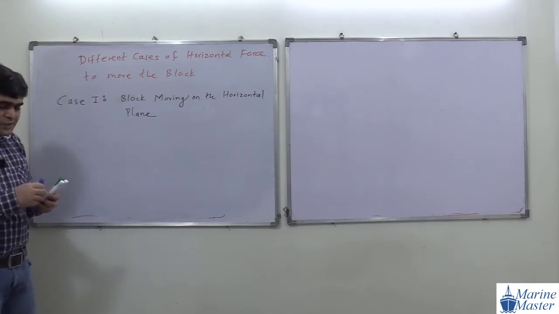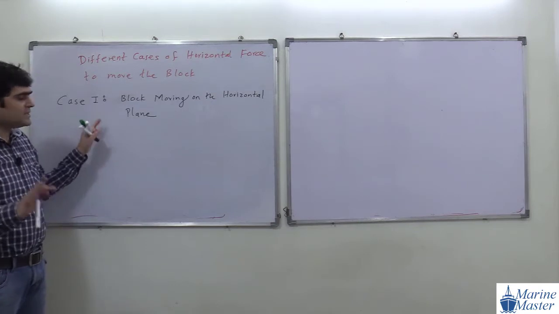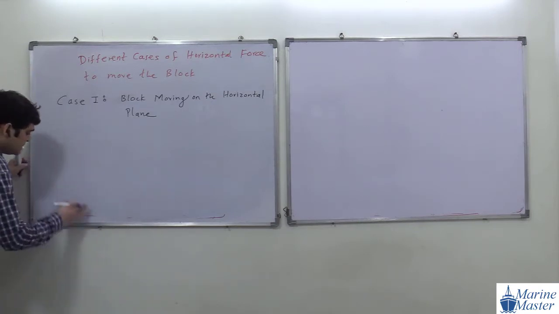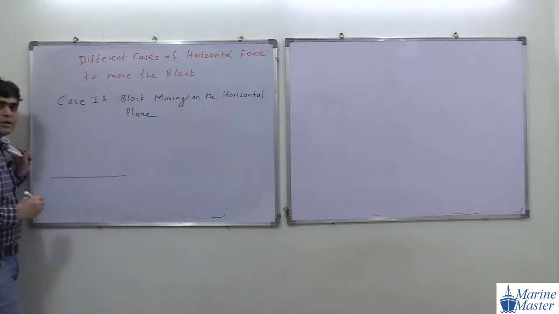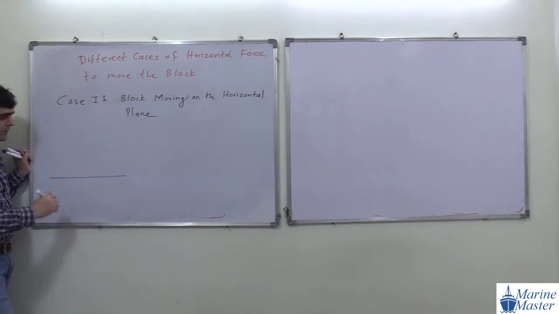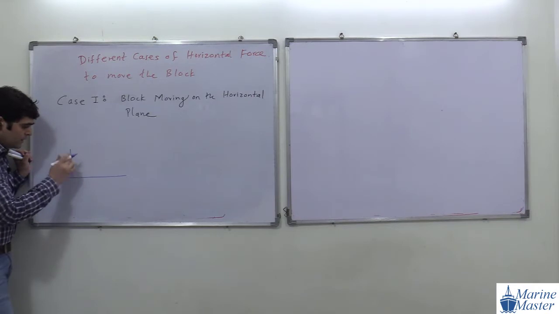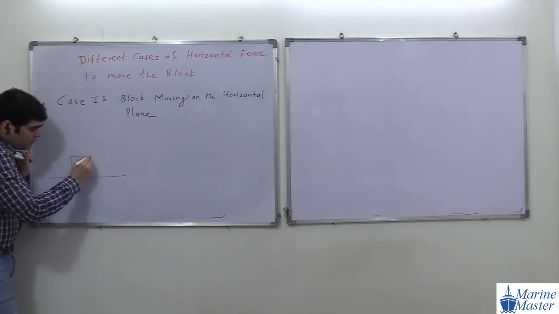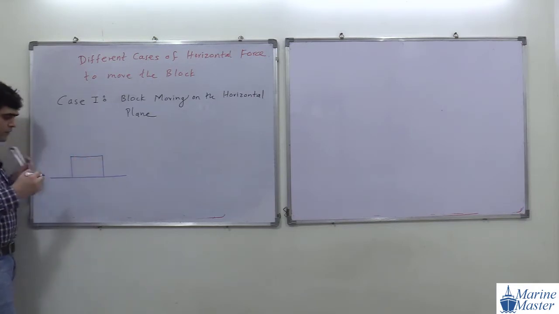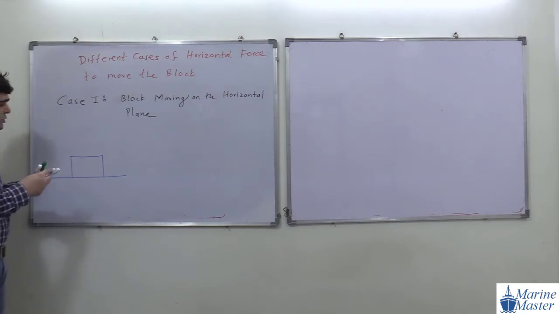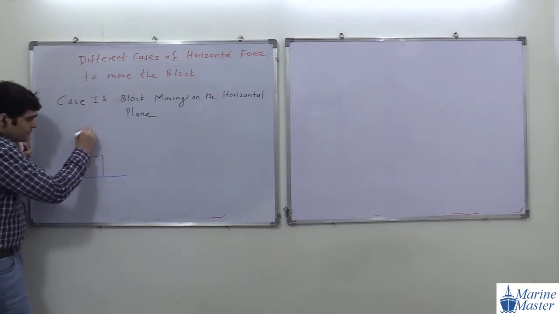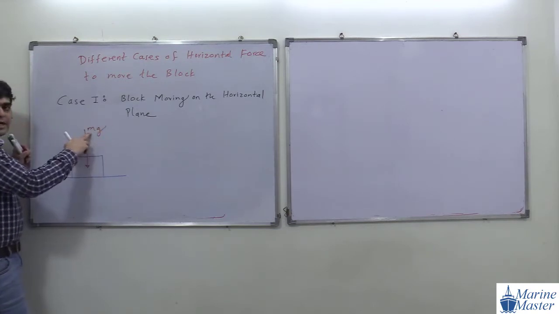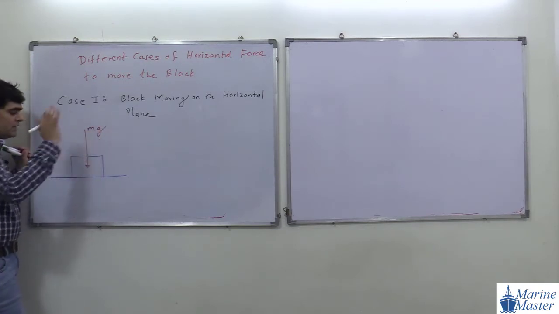Now try to see the point here. See the point here. We have what guys? This is a horizontal plane. On that plane there will be one block. This is a block whose weight is, suppose, mg. M means mass, g means acceleration due to gravity, mg.